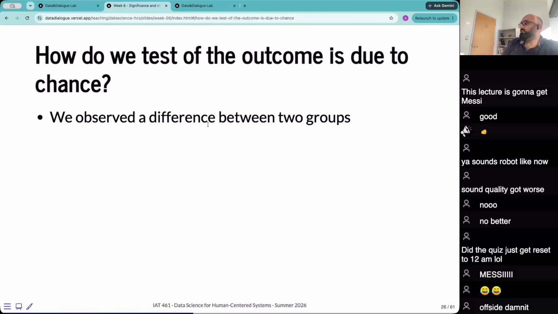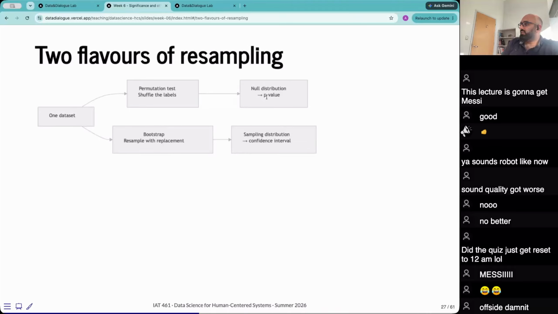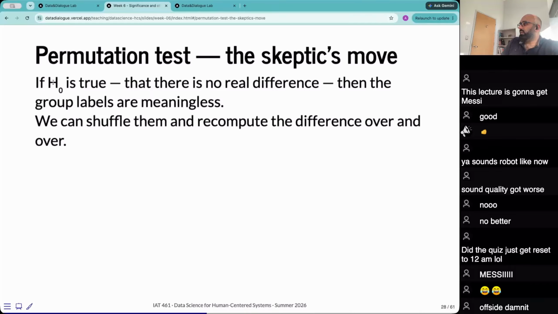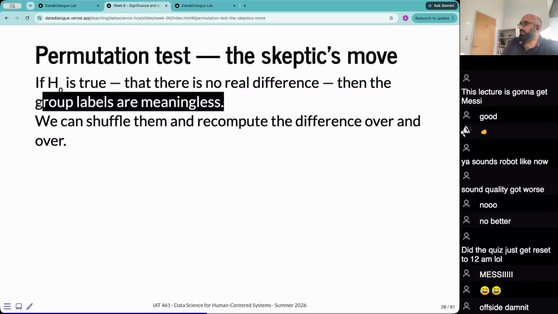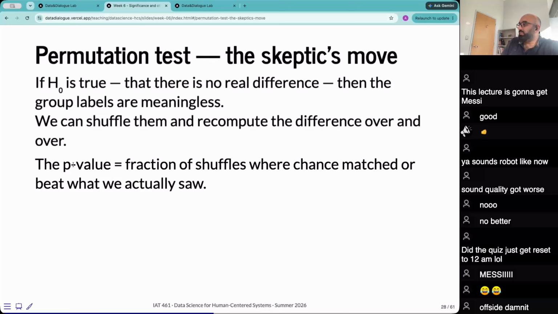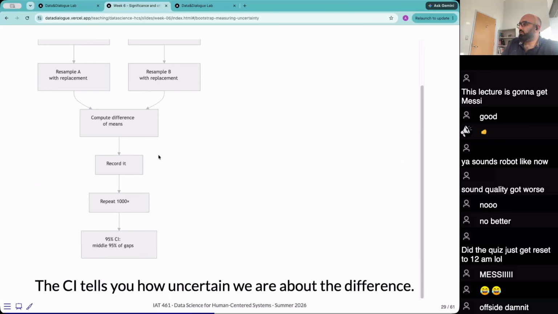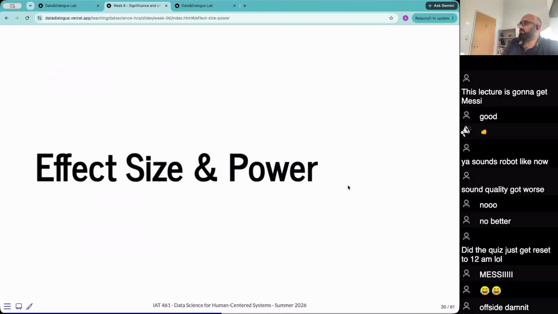But let's reiterate. We observed a difference between 2 groups. The p-value, what the difference could be, what differences would be due to chance. I'm not going to go over these, but this is for you to look at later. If the null hypothesis is true, that there is no difference, then the group labels are meaningless. We can shuffle them and recompute the difference over and over. The p-value is the fraction of shuffles where chance matched or beat what we actually saw, right? So that tells you the idea of how you do it. And then the confidence interval tells you how uncertain we are about the differences.